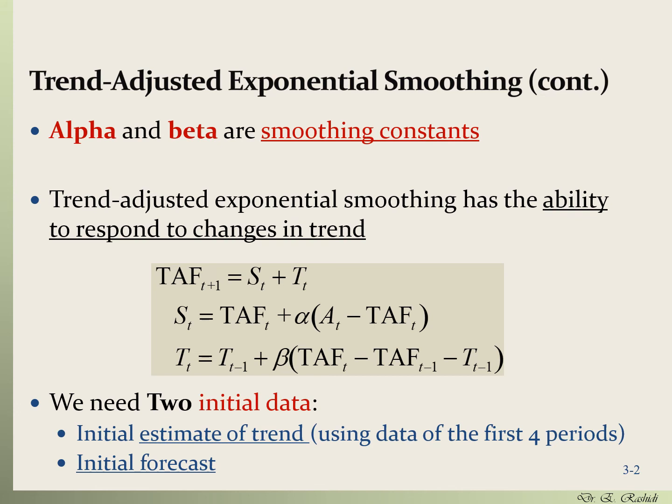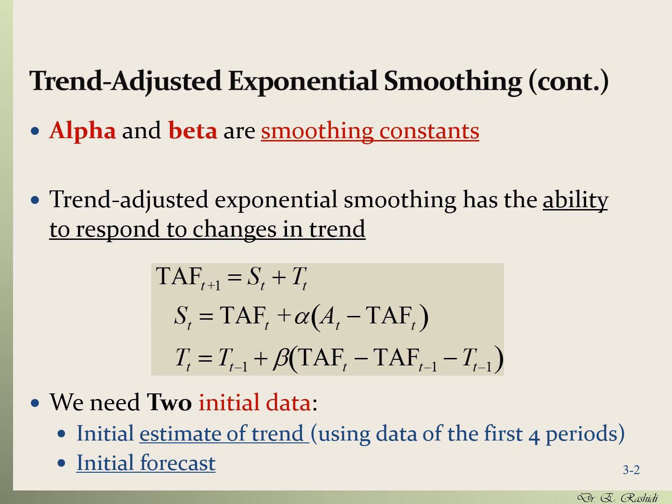The trend factor, T of t, is equal to the trend value from the previous period plus the smoothing constant beta multiplied by TAF for the current period minus TAF from the previous period minus T from the previous period. Because of the inclusion of the trend component, this makes our trend adjusted exponential smoothing forecasting formula able to respond to changes in trend.